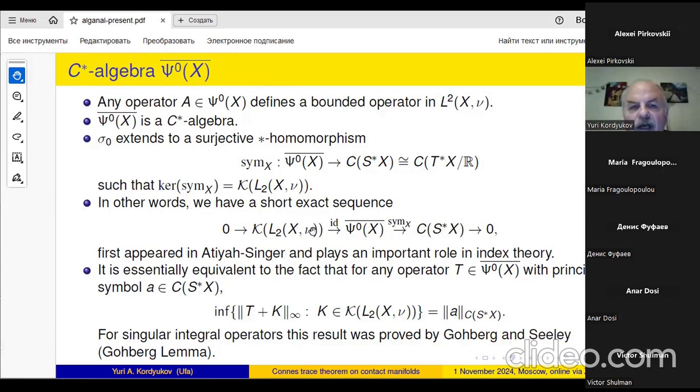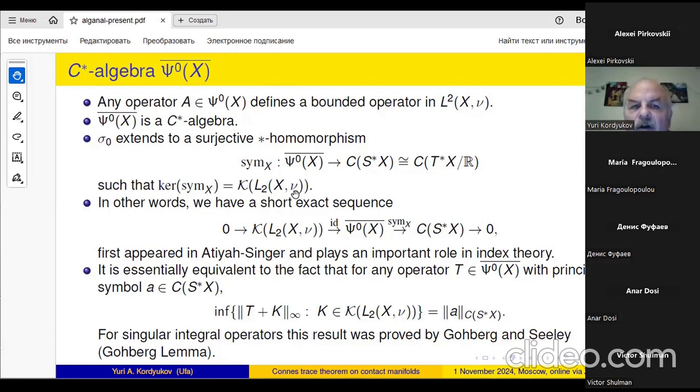So in homological language, we have a short exact sequence, which first appeared in the Atiyah-Singer paper, and it plays an important role in index theory. The standard way to use this short exact sequence is to consider the so-called six-term long exact sequence. So we can consider the cohomological long exact sequence, and then recall that we have Bott periodicity.